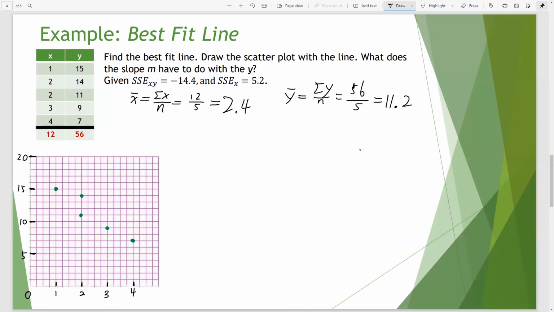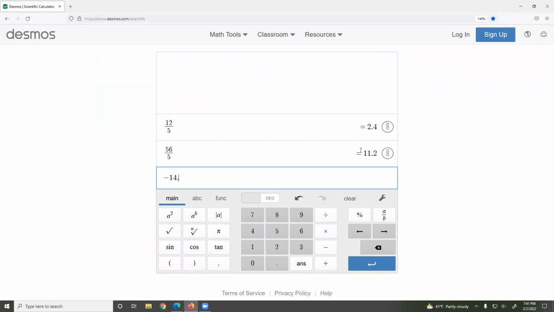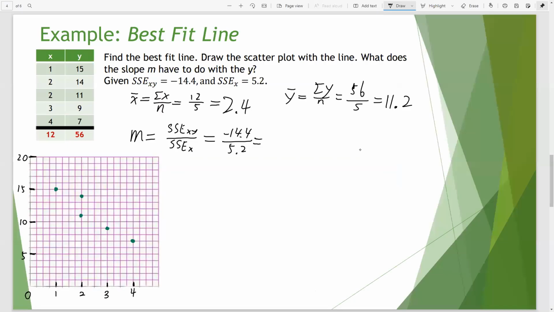Then slope and y-intercept. The slope will be sum square error of the product xy divided by sum square error of the x. That's negative 14.4 divided by 5.2. Since we need to graph it, a 1-digit decimal will be good. Negative 2.8.